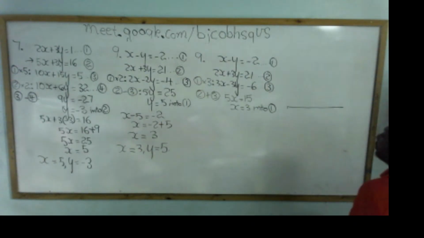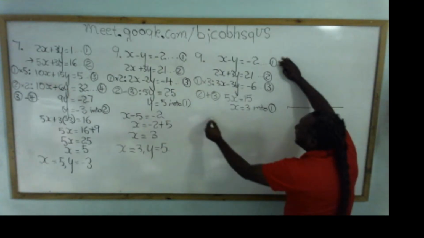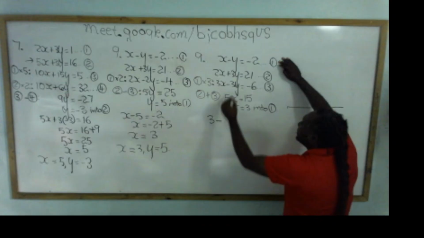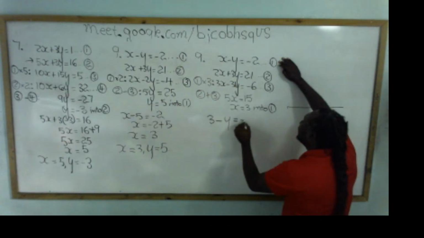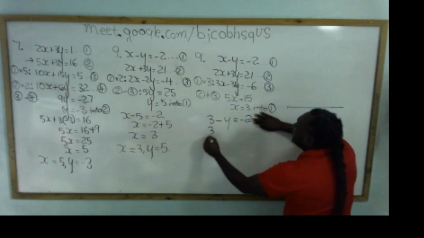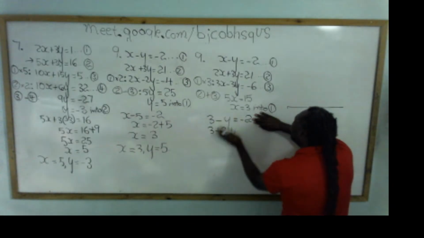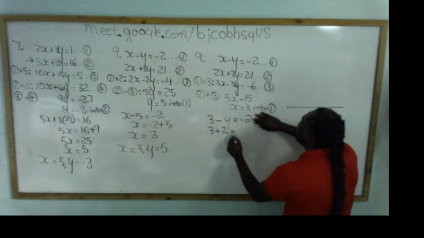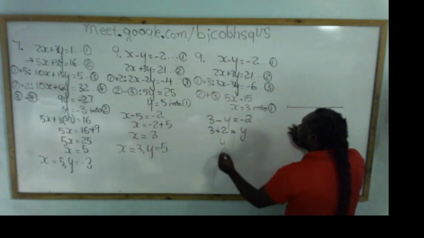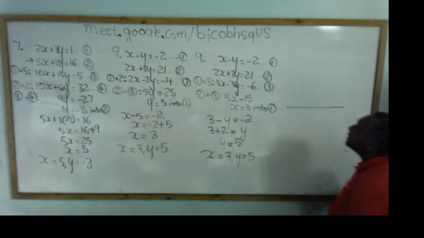When you put that into equation 1, what do we get? Go right here. x is 3, minus y is equal to negative 2. So all that we do is what? Eliminate the negative 2 from this side. Eliminate the y from that side. So y is equal to 5. So x is equal to 3 with y is equal to 5. Nice.